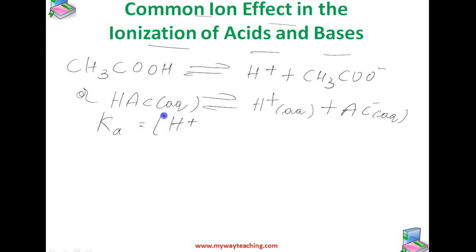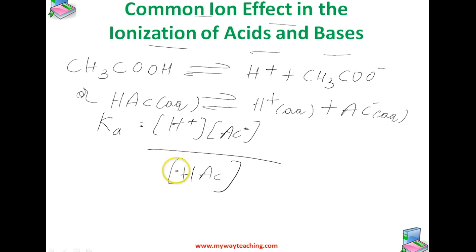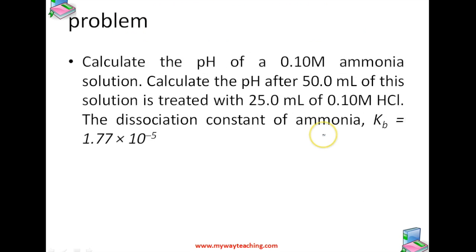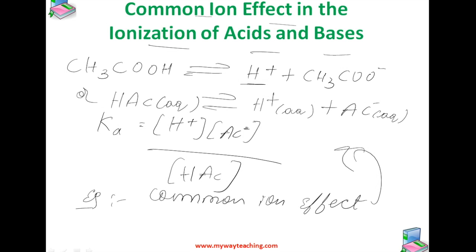Ka is equal to H plus A minus divided by HA. Addition of acetate ions to an acetic acid solution results in decreasing the concentration of hydrogen H plus ions. Also, if H plus ions are added from an external source, then the equilibrium moves in the direction of undissociated acetic acid, that is in a direction of reducing the concentration of hydrogen ions. This phenomenon is an example of common ion effect. It is defined as a shift in equilibrium on adding a substance that provides more of an ionic species already present in the dissociation equilibrium.